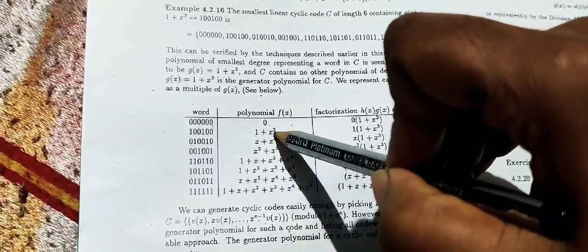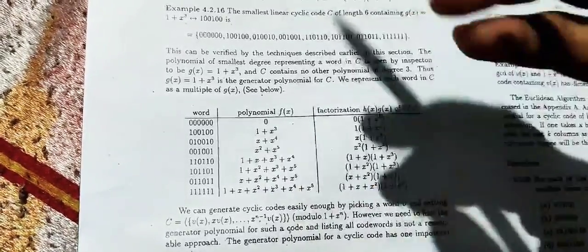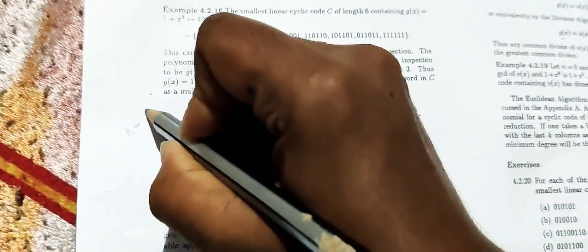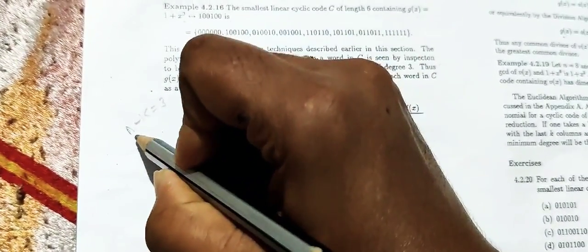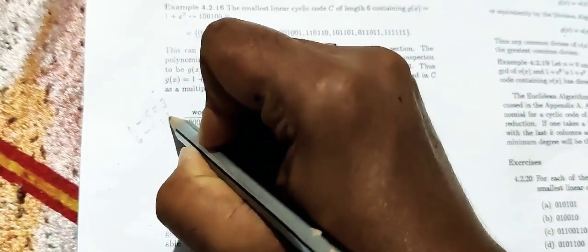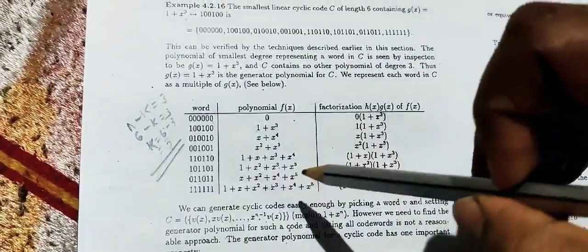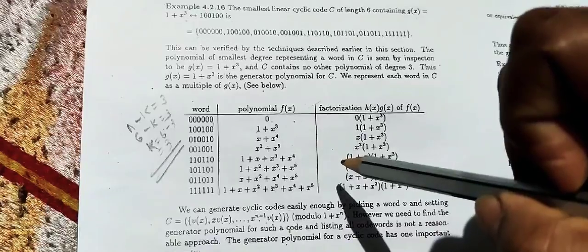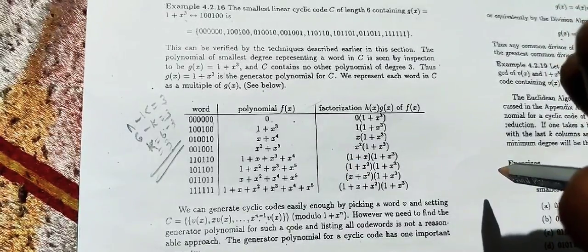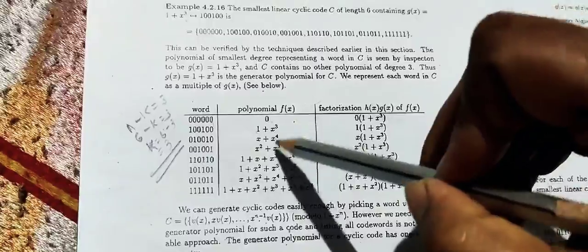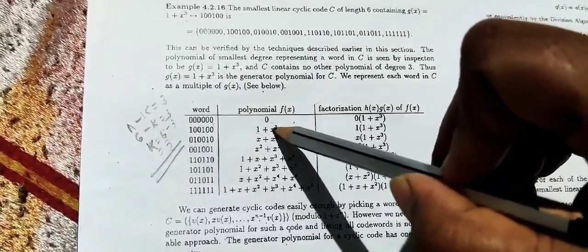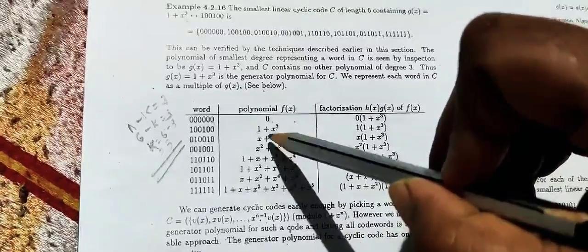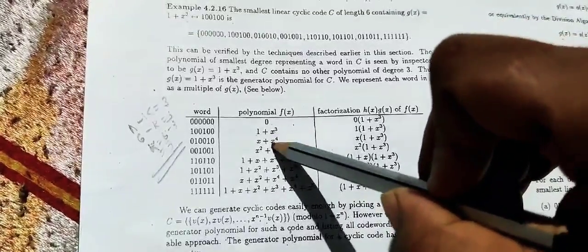Here degree of g of x is what? 3. Okay. So that means n minus k is equal to 3, and here n is 6. So 6 minus k is equal to 3, and k is what? 6 minus 3, which is equal to 3. So k is 3. Okay. So 1 plus x cube, that is g of x. Next x into g of x, that is x plus x raised to 4.